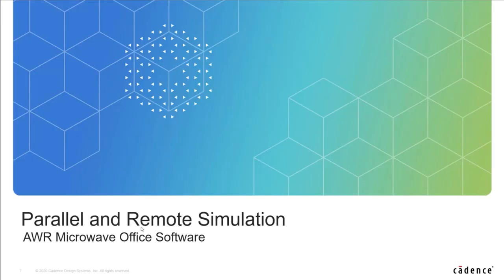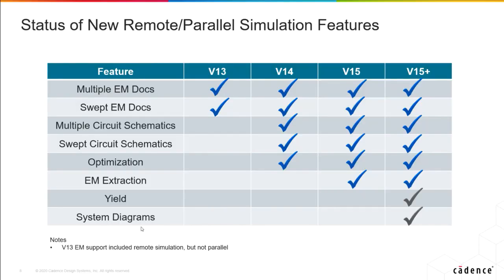So let's take a little closer look now at parallel and remote simulation. Right now with AWR, as of May of this year, V15 is the current release. But if we go back a couple more releases, we can see we did support multiple EM docks. And when I say multiple EM docks, that means electromagnetic structures or geometries. Being able to simulate those remotely was very important, just because those simulations tend to take a long time. And we also supported swept EM docks. In V13, as noted here, this was included for remote simulation, but not for parallel simulation.